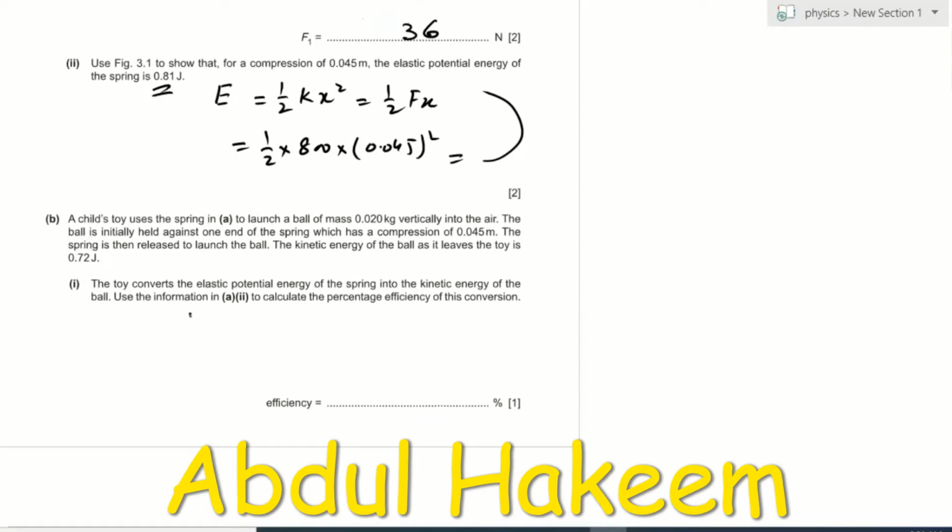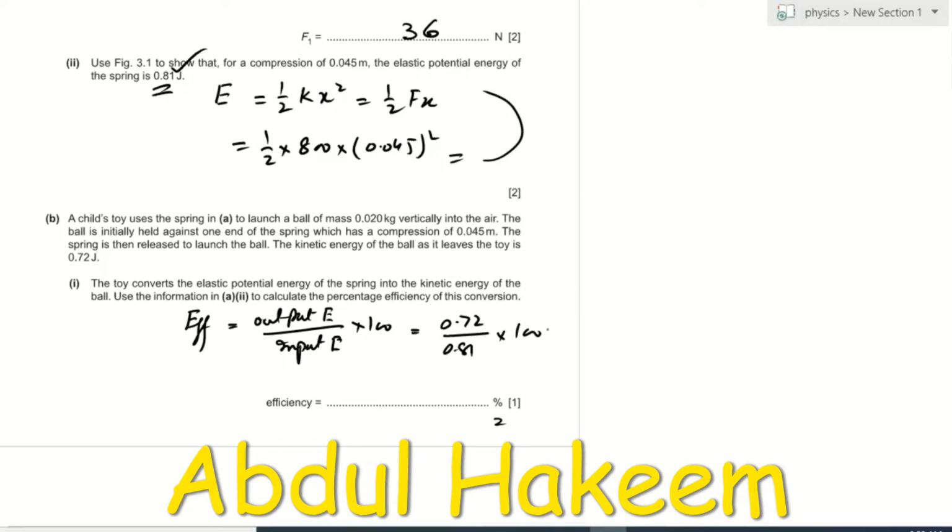Look, efficiency is equal to output energy divided by input energy. But here we want the percentage, so we will multiply by 100. The output energy is 0.72, input is 0.81, multiplied by 100. So the answer will be 0.72 divided by 0.81, so it is 89%. This is the conversion percentage.